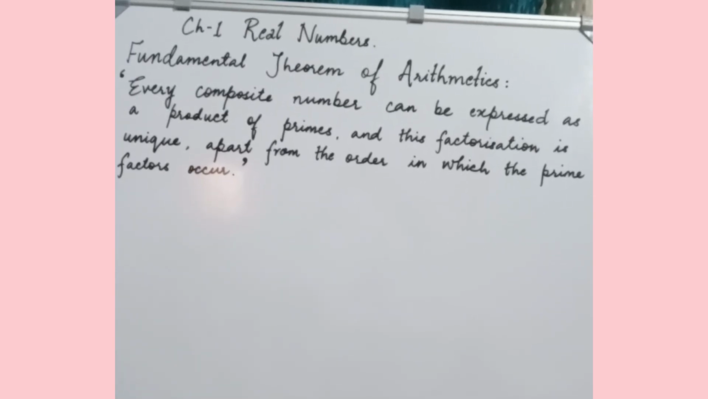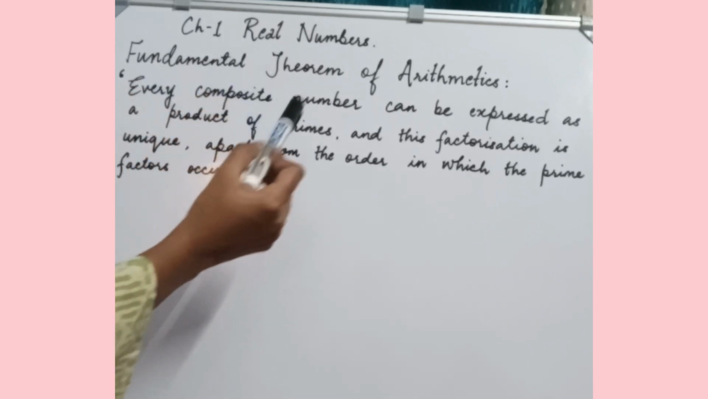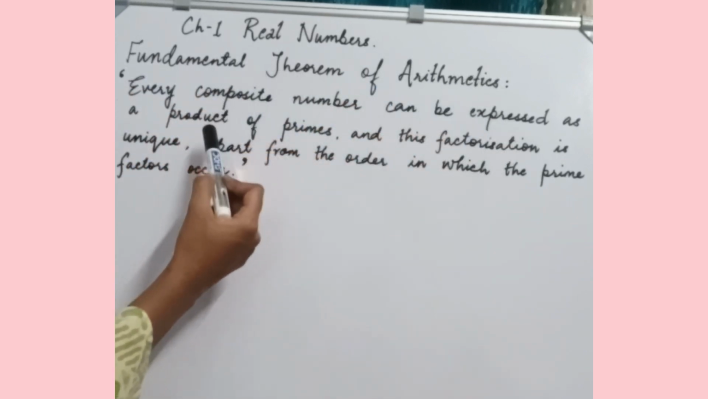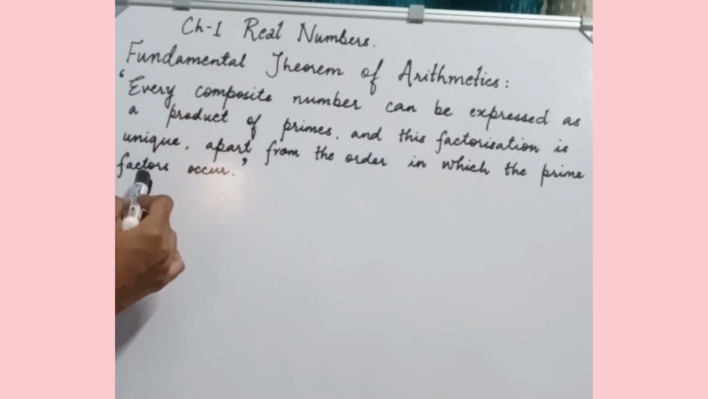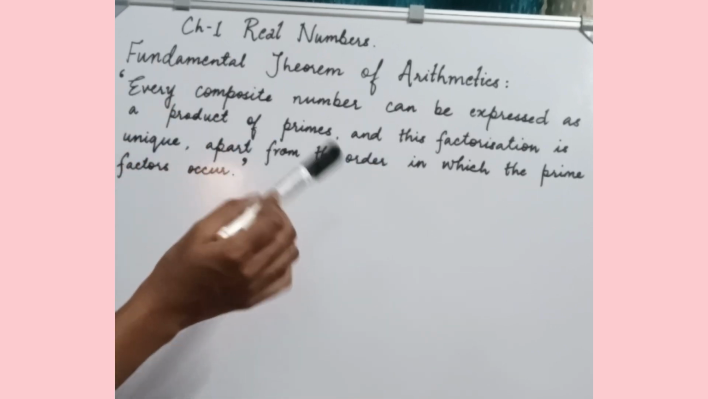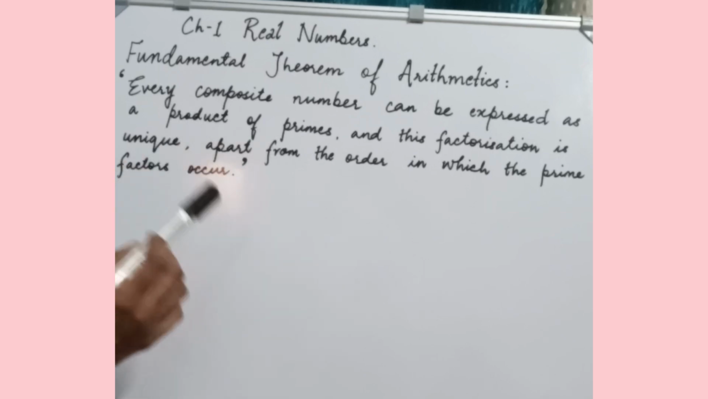In this video, I'm going to explain chapter 1 of class 10 real numbers. So the first topic in this chapter is the fundamental theorem of arithmetic. So what does this theorem say? It states that every composite number can be expressed as a product of primes, and this factorization is unique apart from the order in which the prime factors occur.